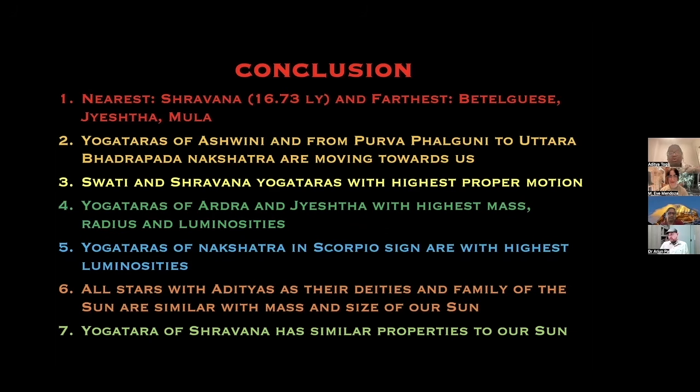Swati and Shravana Yogataras have the highest proper motion. What is Swati? Vayu, wind. Shravana, spanning the sky. It makes sense that they will have themes of travel, and they have the highest proper motion.